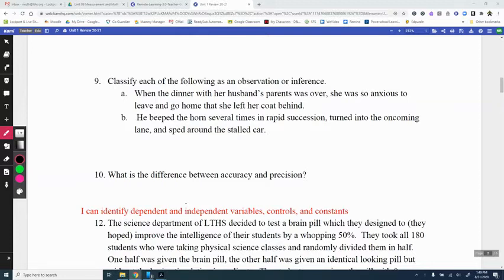Okay, so next we're going to classify each of the following as an observation or an inference. Now, this can be a little tricky sometimes, so be careful. When the dinner with her husband's parents was over, she was so anxious to leave and go home that she left her coat behind. So you can definitely make an observation that she left her coat behind, but can you make an observation that she left her coat behind because she was so anxious? Can you see, touch, taste, feel, smell that she was anxious? No, you can't. You can observe that she's twiddling her fingers or sweating or something like that.